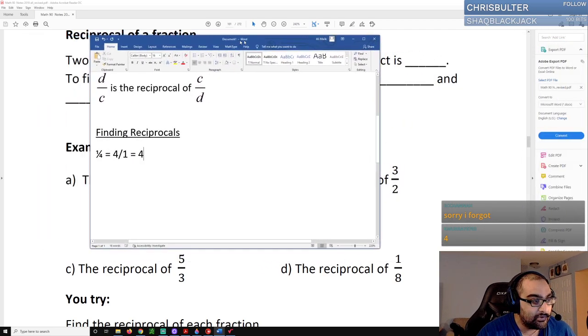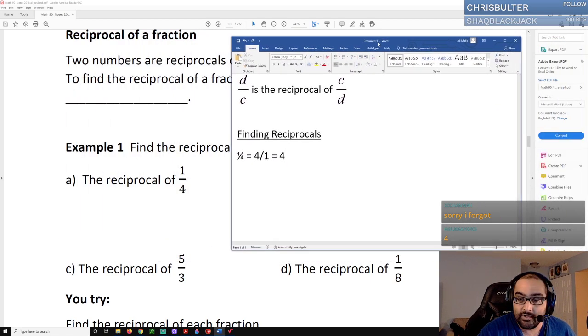Okay. Let's try another one. Let's try letter C there. Let's try 5/3. Well, what would the reciprocal of 5/3 be? What's the reciprocal of 5/3? 3/5. Good. 3/5. All right. Spot on.